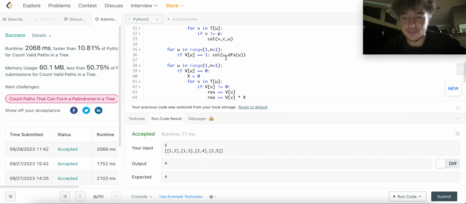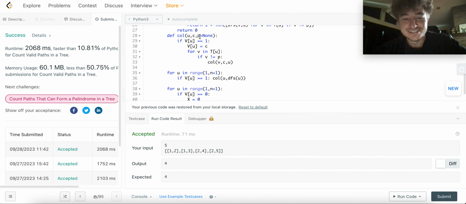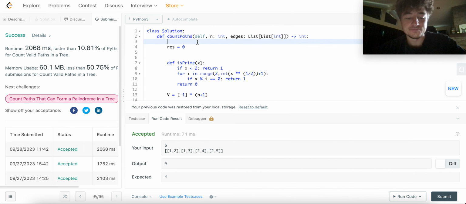What is the runtime complexity of this? Okay, let's start with n. We already know what n is. And then m is the length of edges, so the number of edges.